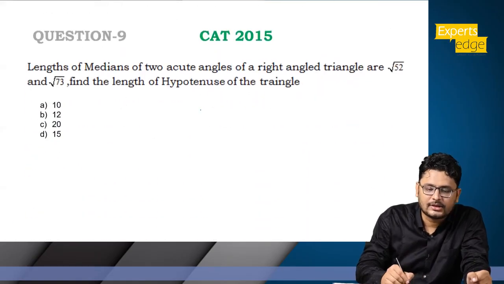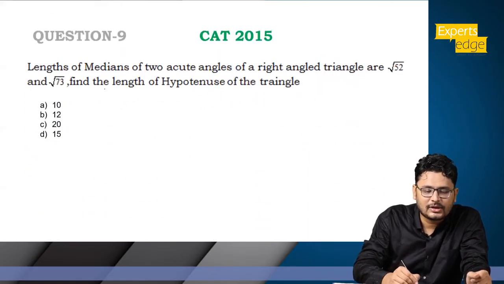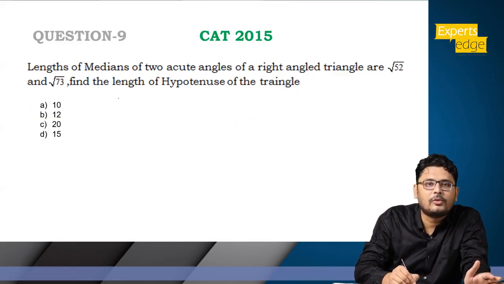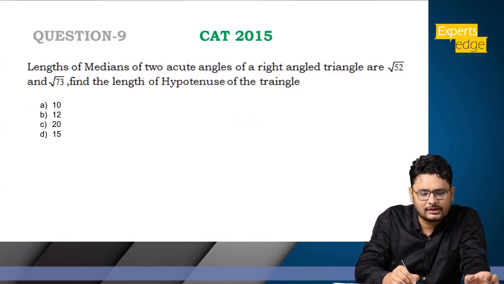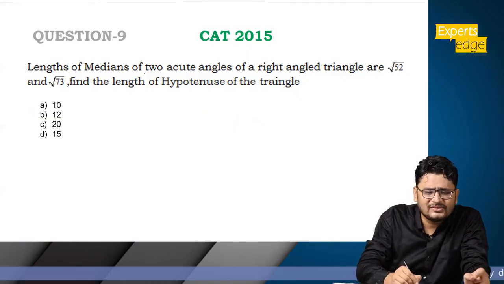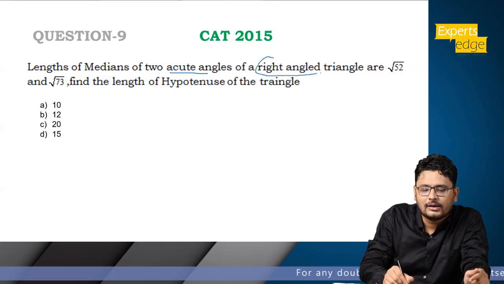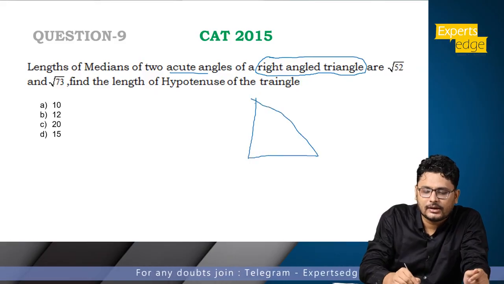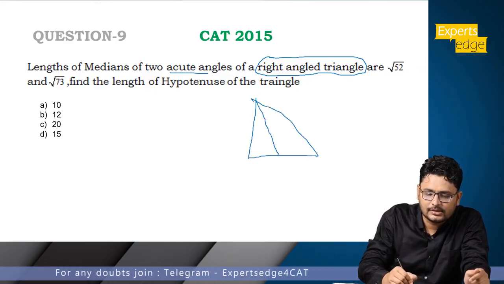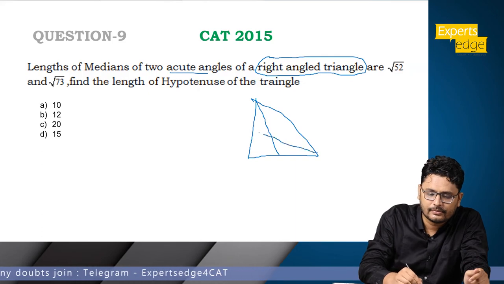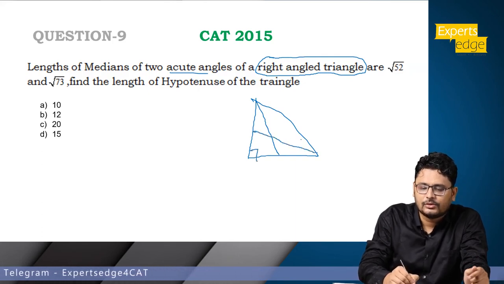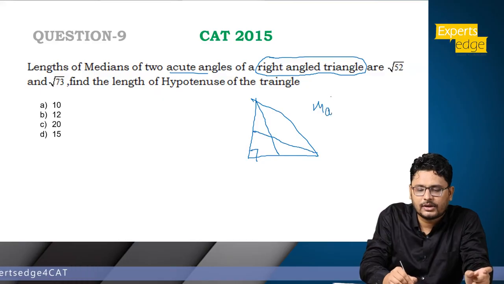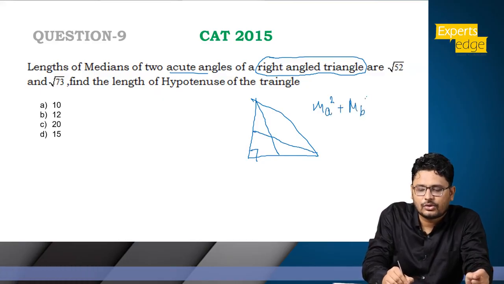Question 9 came in CAT 2015, and as you can see it's a direct application of the formula. What is that formula? Let me write it here. It's the lengths of the medians of two acute angles of a right angle triangle, right? Here the triangle is a right angle triangle. If these two medians are like this and this is 90 degrees, then median on A square plus median on B square should be equal to 5 times median on C square, right?